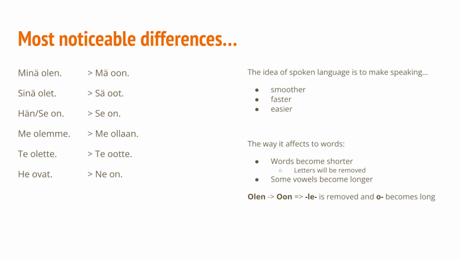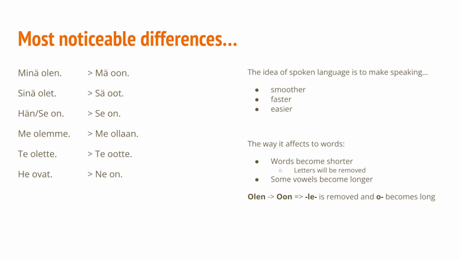Here we have some examples on the left of how to say a very basic sentence of I am, you are, he is. On the left, we have the written language version: Minä olen, sinä olet, hän on. And next to them is the spoken language version. You can see how things have shortened, how they have changed in this most simple example that I can give to you. As you can see, just as in written language, the words still conjugate depending on who is speaking. They just, generally speaking, become shorter.